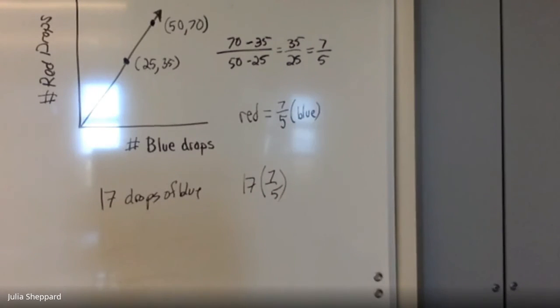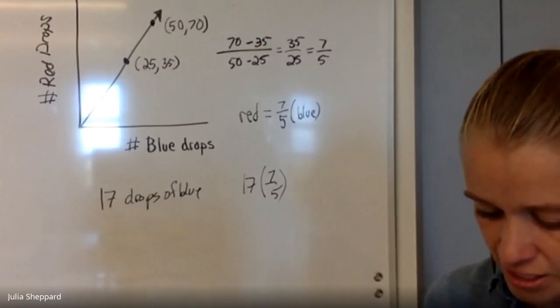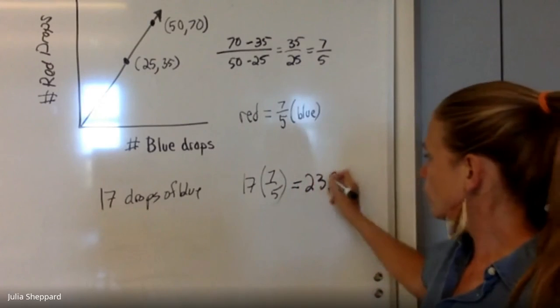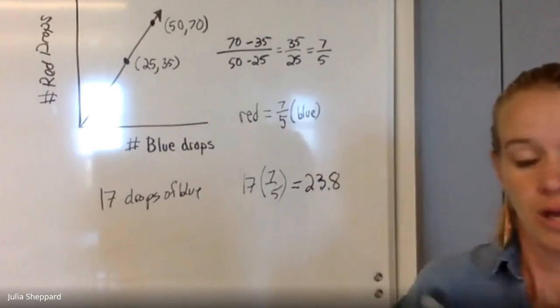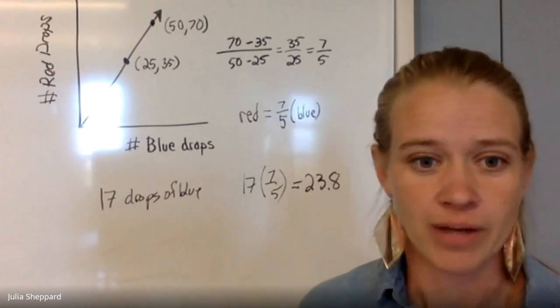Calculator. 17 times 7 divided by 5 is 23.8. So that means I would need 23.8 drops of red coloring. And I just hope that if I round to 24, that would be about right. Okay.